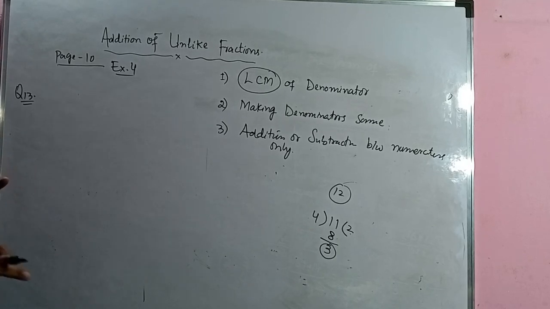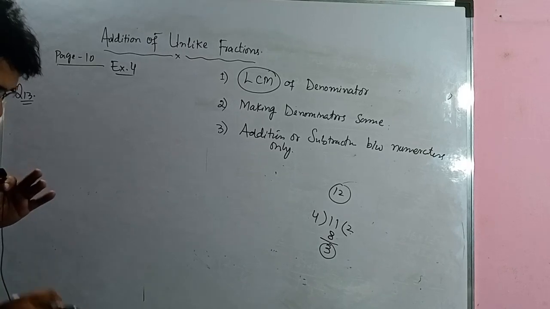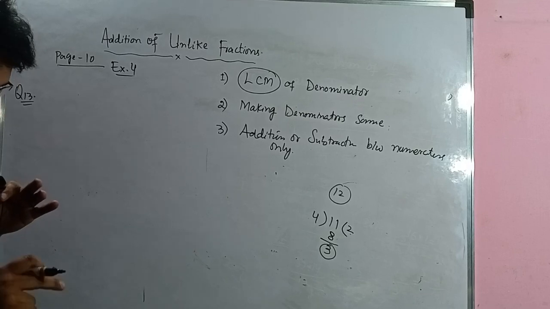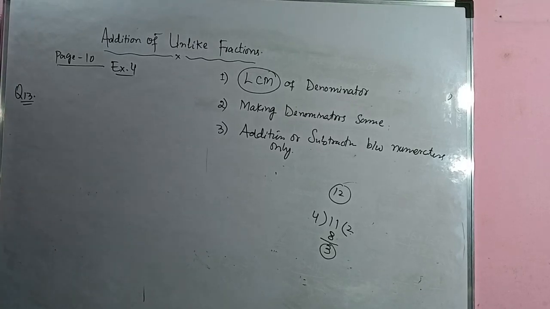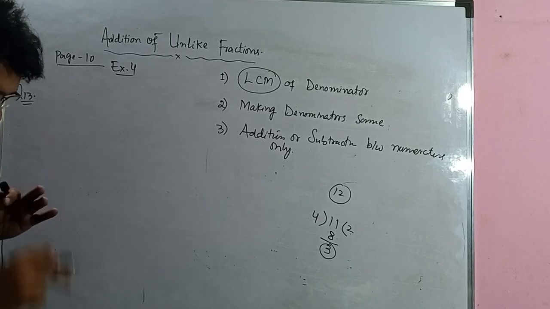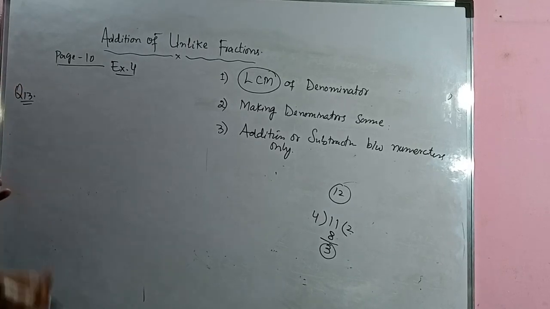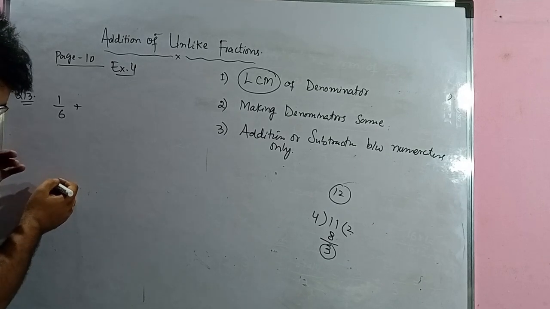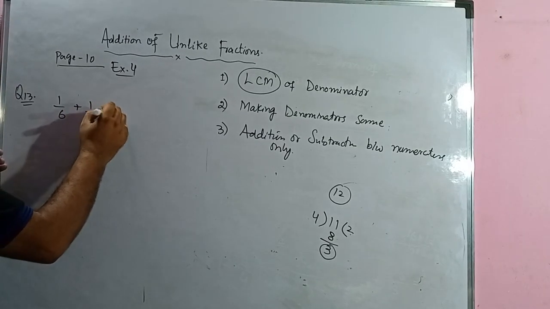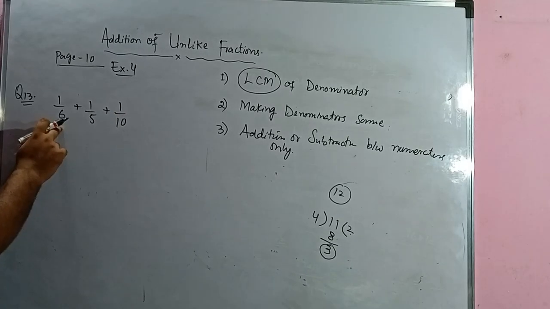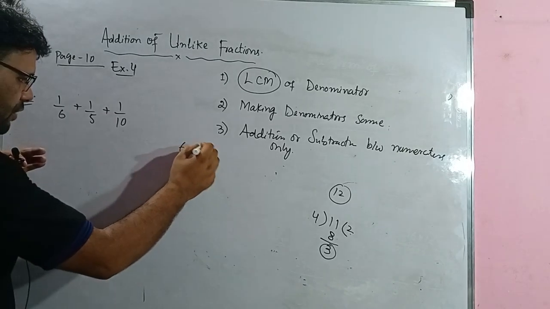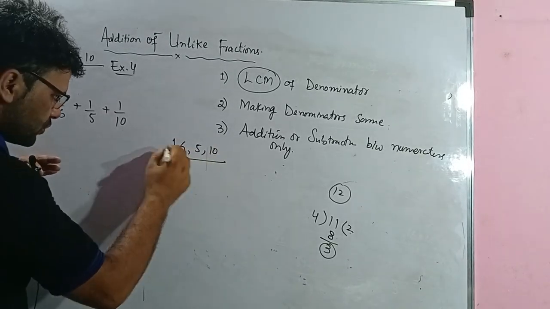You can see the textbook, page number 10. Once again I am repeating, Exercise 4, question number 14. A chemical consists of 4 compounds, A, B, C and D. 1 by 6 is A, 2 by 5 is B, 1 by 10 is C and the rest is D. We need to find the portion, the fraction of D. First I will add 1 by 6 plus 1 by 5 plus 1 by 10. You can see the denominators are not the same. First I will find the LCM of the denominators 6, 5, 10. I will start with the 2.